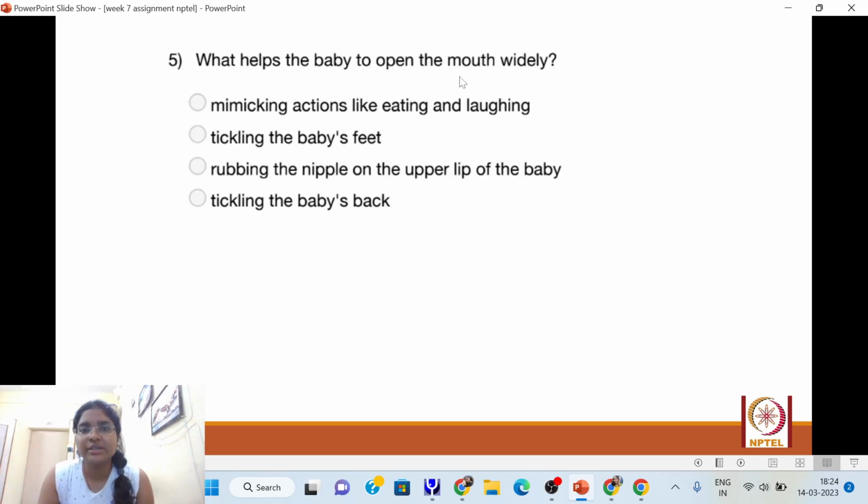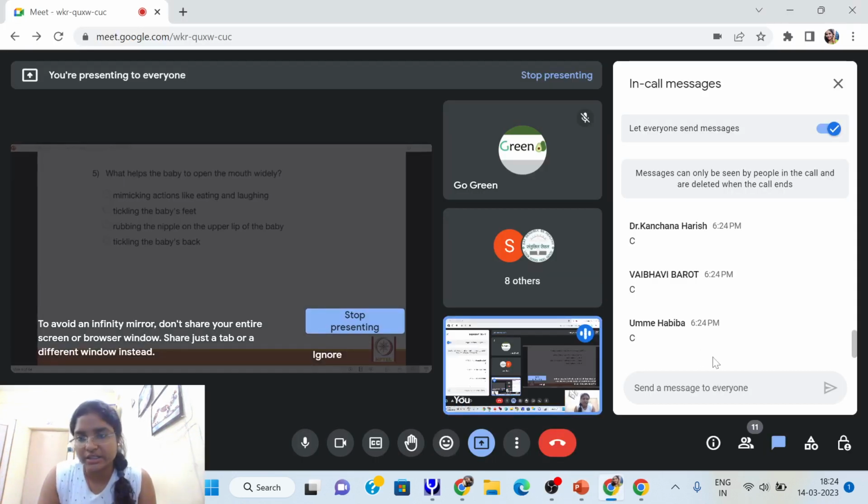What helps the baby to open the mouth widely? Mimicking actions like eating and laughing, tickling the baby's feet, rubbing the nipple on the upper lip of the baby, tickling the baby's back. This is what helps the baby to open the mouth widely for breastfeeding, right? Okay, I hope you got the question. Start answering.